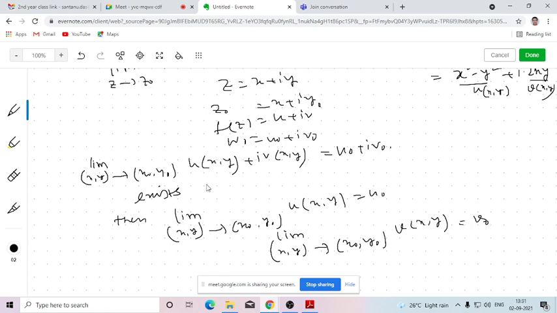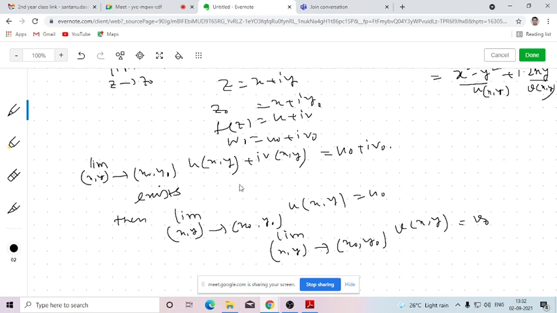So in order to find the limit of a function of a complex variable, you don't need to find it directly. Rather, if you can find the limit of the real part and the imaginary part of the functional value separately, and if they exist, then by combining both limits you can get the limit of the function of a complex variable. This property only holds for functions of a complex variable. It will not be valid for functions of real variables.